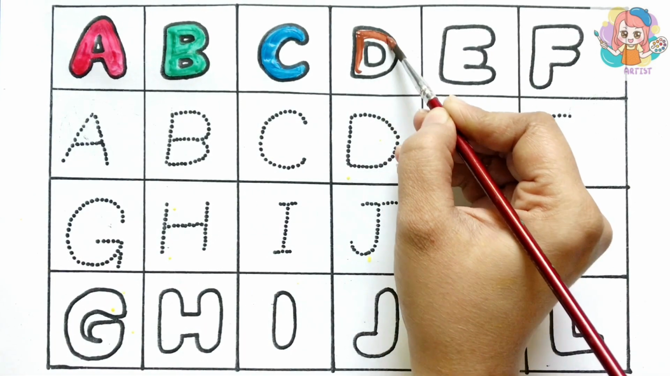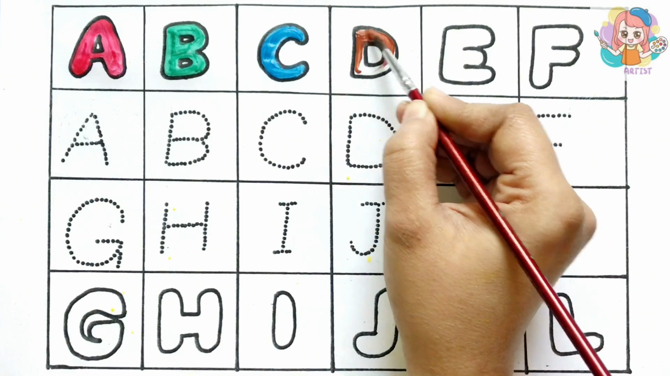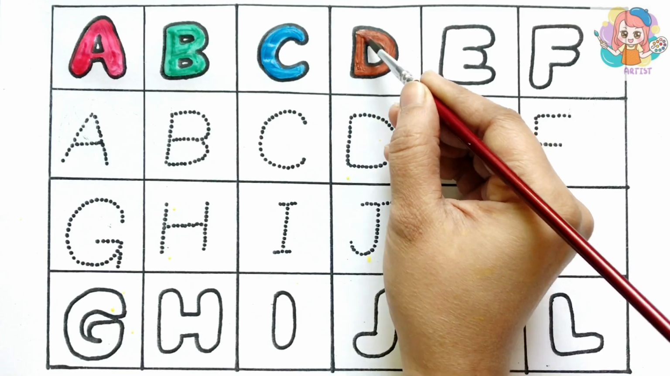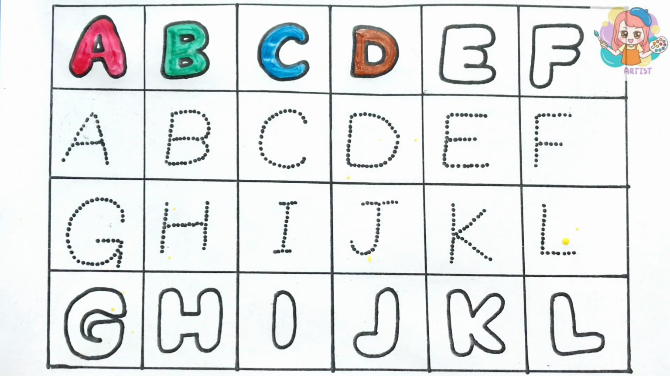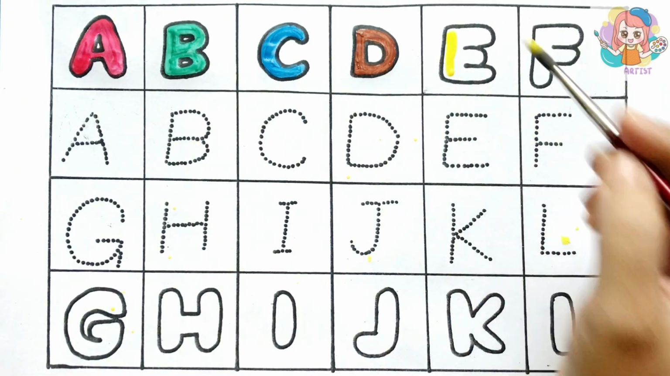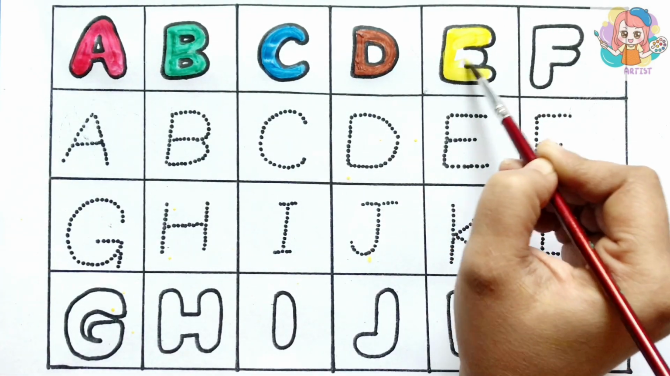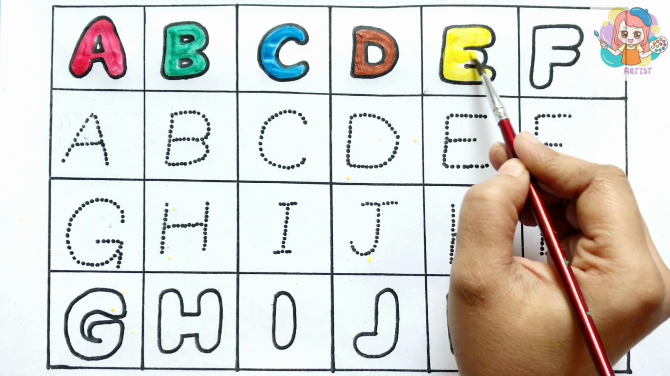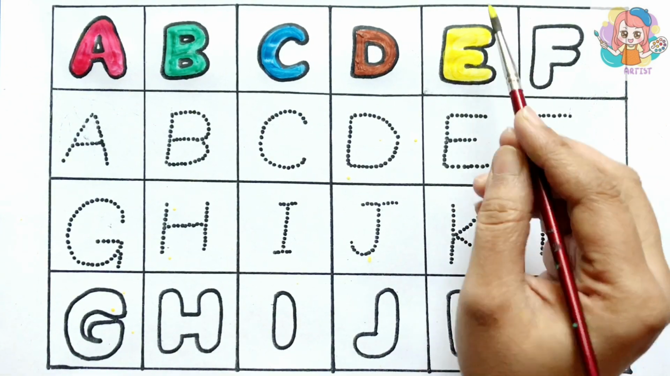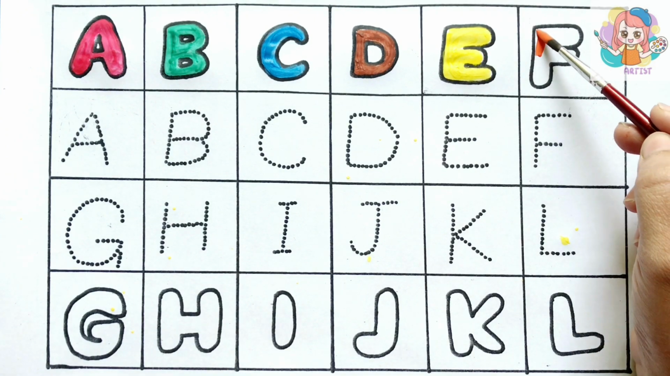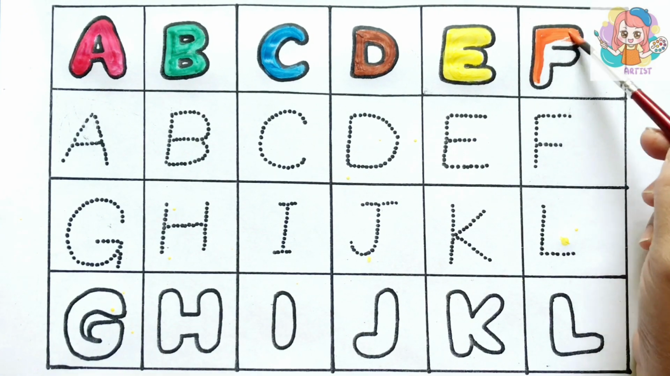D. D is for doll. E. E is for egg. F. F is for flower.